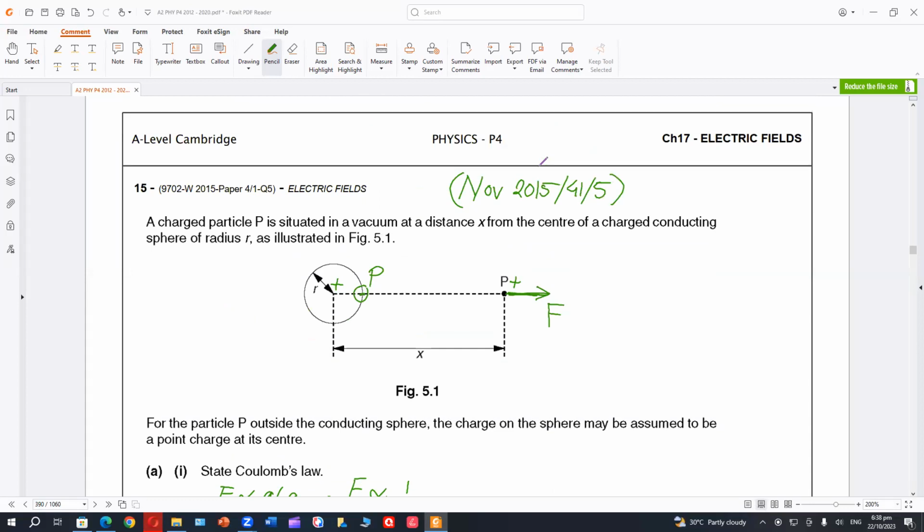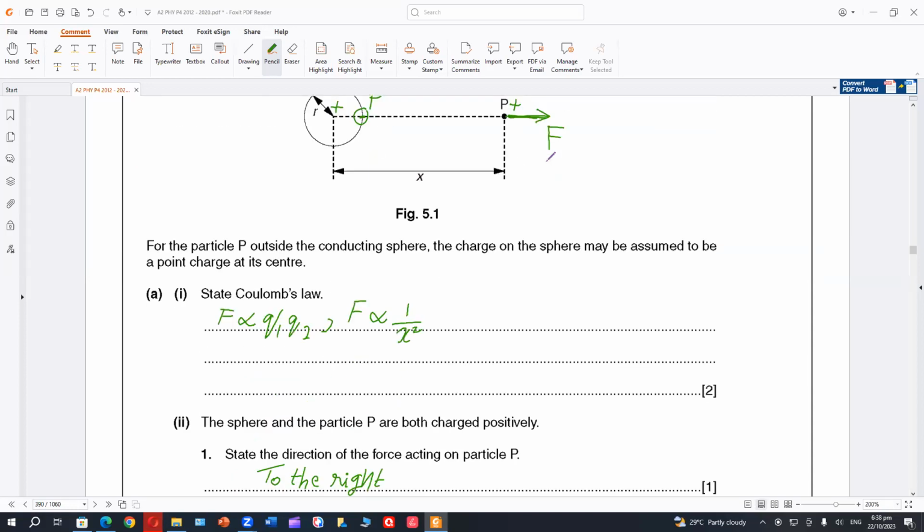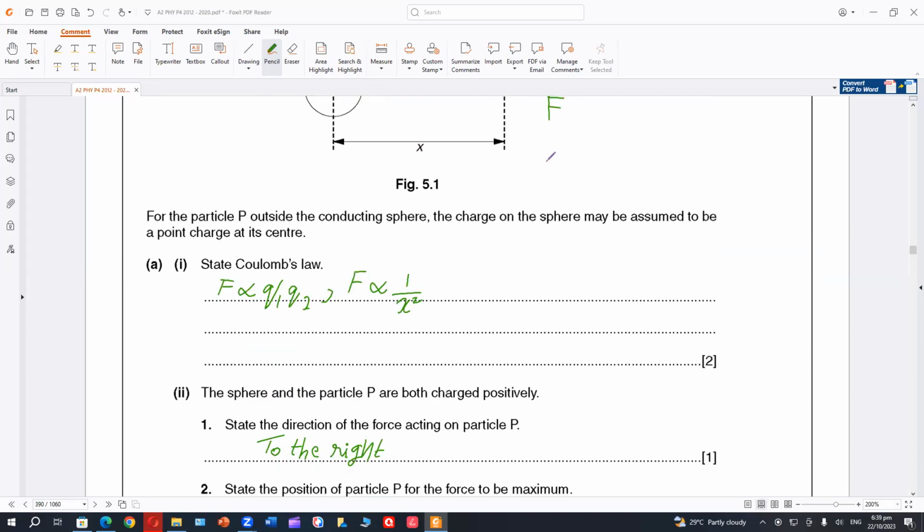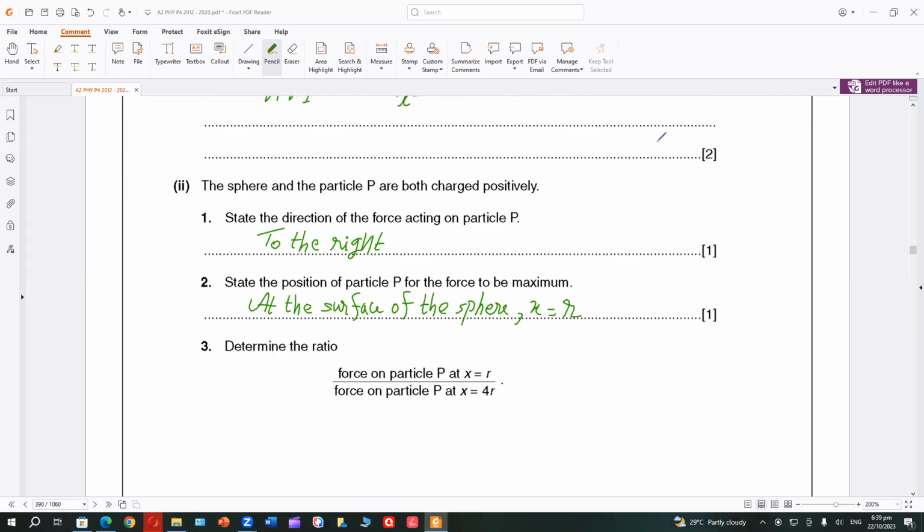We are doing November 15, 41.5. A charged particle P is situated in a vacuum at a distance x from the center of a charged conducting sphere of radius r. For the particle P outside the conducting sphere, you can assume it as a point charge. State Coulomb's law. Coulomb's law says that force between two charged particles is directly proportional to the product of the charges and inversely proportional to the square of the separation between the charges.